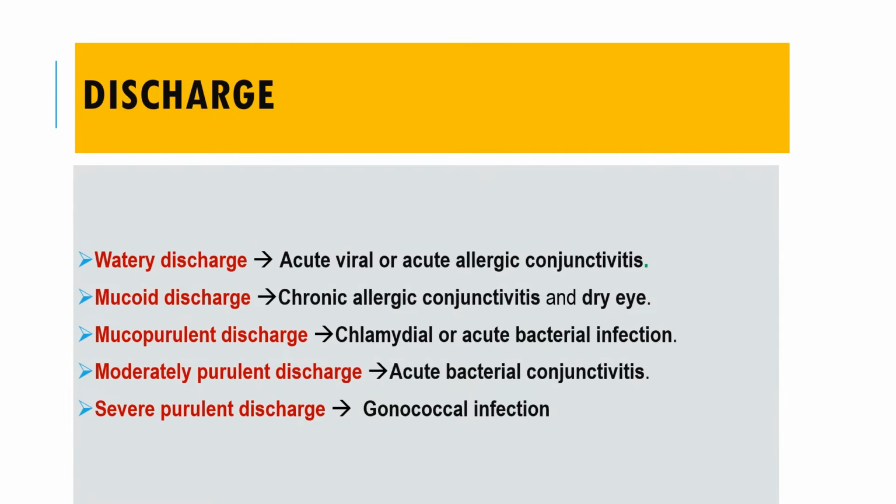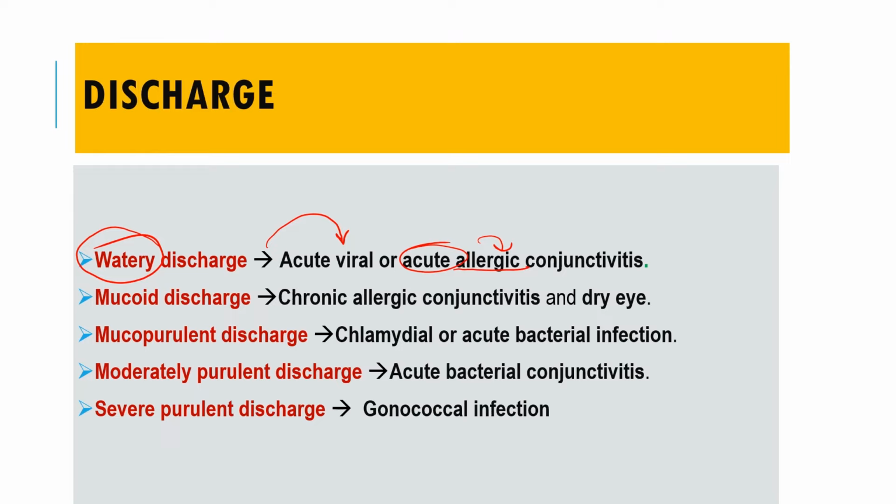Now, we can also divide conjunctivitis based on the type of discharge that we see. Sometimes the discharge can be very thin, serous or watery, that means it resembles water. Whenever the discharge is watery, the etiology you have to think about is acute viral conjunctivitis or acute allergic conjunctivitis. So in acute viral conjunctivitis or acute allergic conjunctivitis, you will have watery discharge.